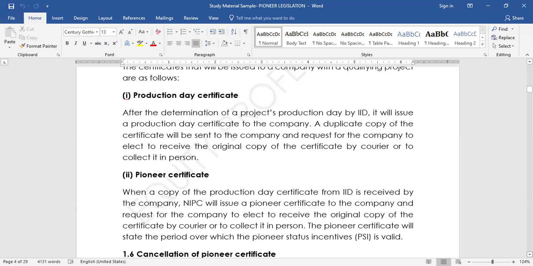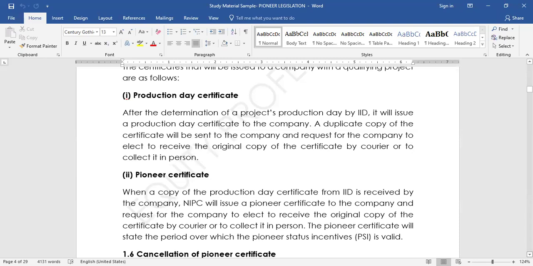Pioneer certificate is another certificate issued. This one is going to show when your actual production day starts, when you start production actually, and when your pioneer period is going to end.